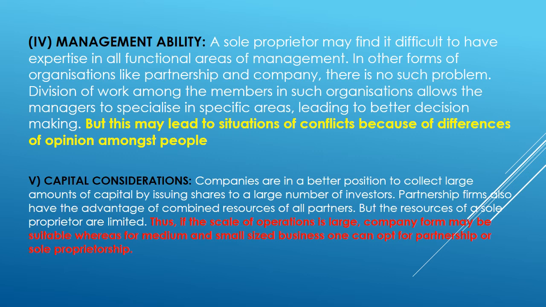Then capital considerations. What are they saying? When it comes to companies, they are able to sell their shares and get a large amount of capital into the business. So there are large investors when it comes to companies. But the sole proprietor, the partnership, and the cooperative societies, all these businesses suffer. They don't get large capital that can be invested into the company.